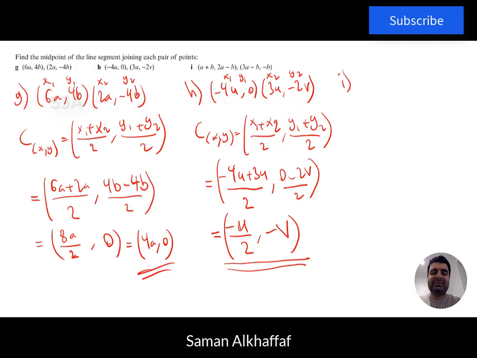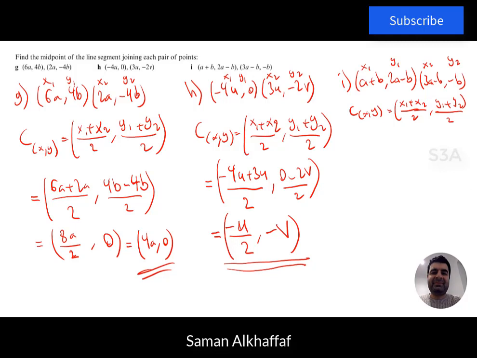For part I, we have points of a plus b and 2a minus b as x1, y1, and the second point will be 3a minus b and minus b as the points of x2, y2. So in this scenario, we will have the center being xy, and that will be x1 plus x2 over 2 and y1 plus y2 over 2.